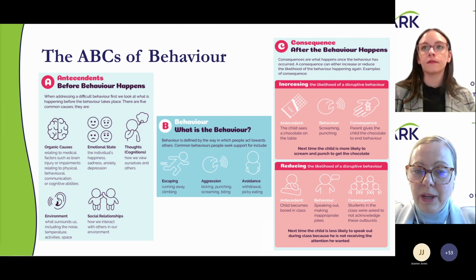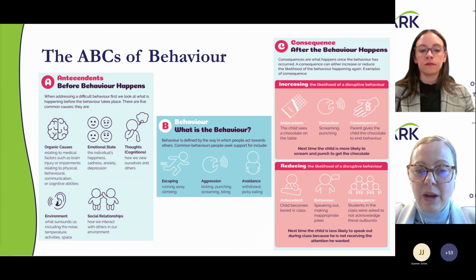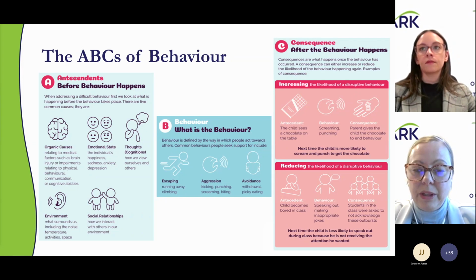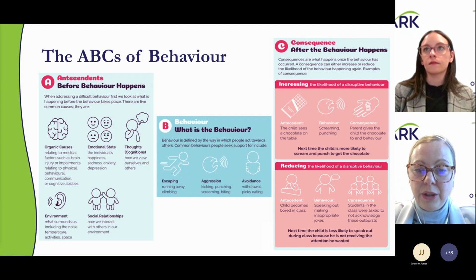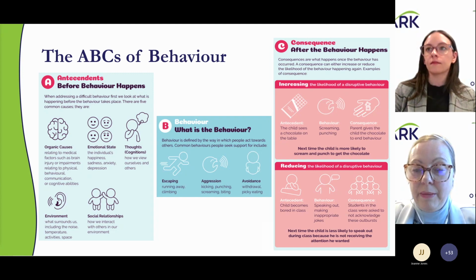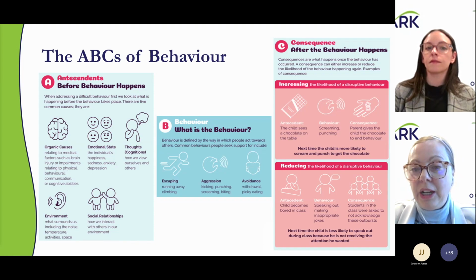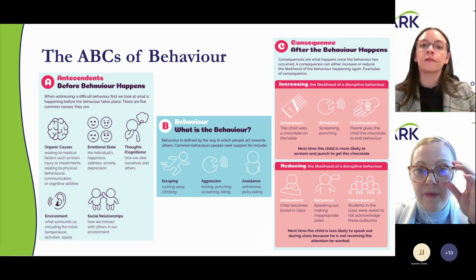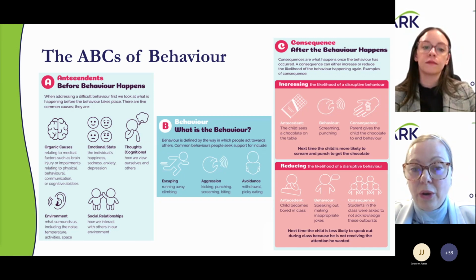So in terms of consequences after the behavior happened, consequences are what happens once the behavior has occurred, and a consequence can either increase or reduce the likelihood of the behavior happening again. So for instance, the child might see a chocolate on the table and the behavior is to scream and punch, and the parent gives the child the chocolate to end the behavior. So next time the child is more likely to scream and punch to get the chocolate, because that's a learned behavior that the parent has encouraged based on the history there.